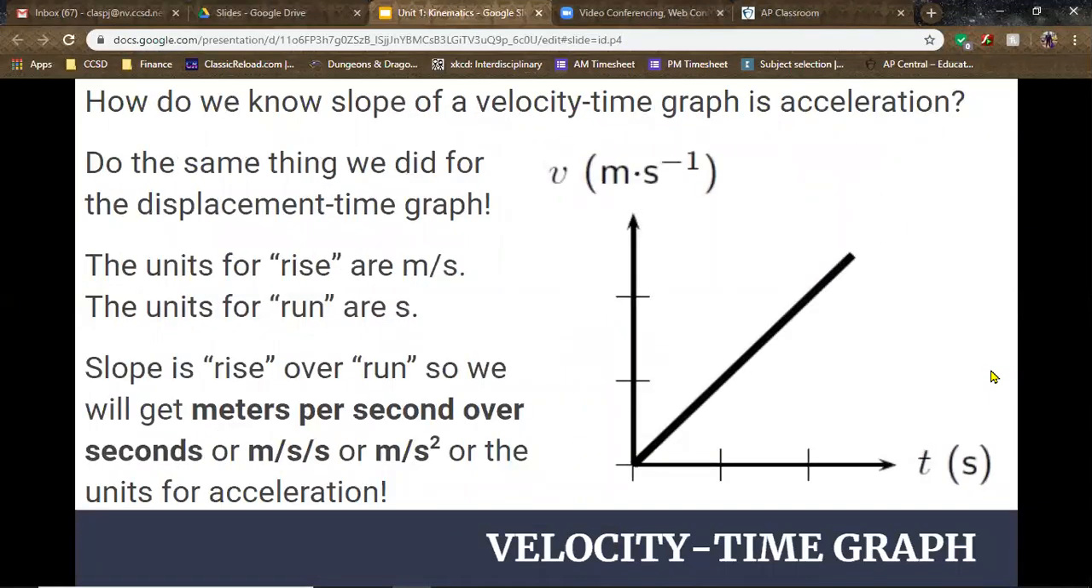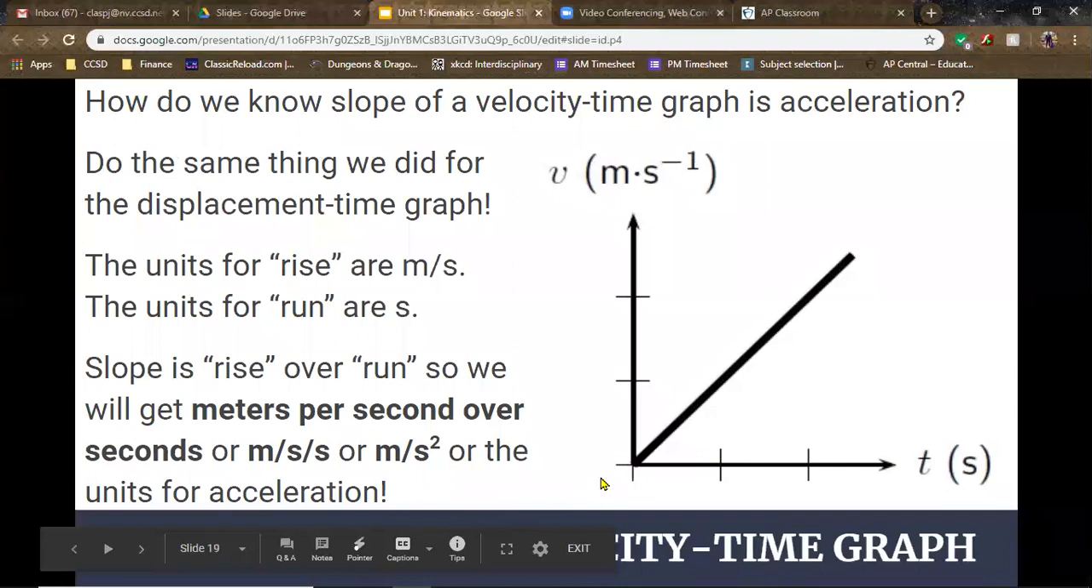All right, how do we know that slope of a velocity time graph is acceleration? Well, we're going to do the same thing we did for the displacement time graph. We're going to compare units. Our rise is velocity, so it's going to be meters per second. Our run is time, so it's going to be seconds. So we have meters per second over seconds. Velocity over time, meters per second over seconds. That's going to be meters per second squared. Those are the units for acceleration. That's how I know that the slope on a velocity time graph equals acceleration, because the units match, all right?